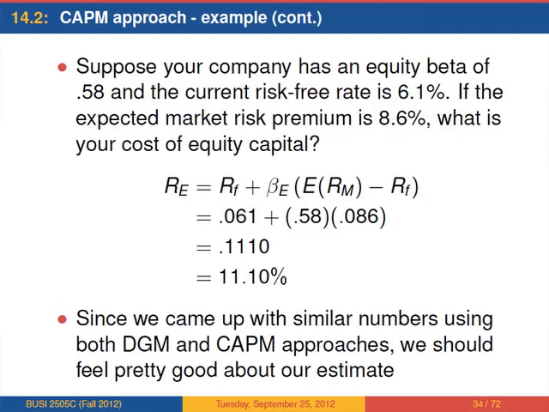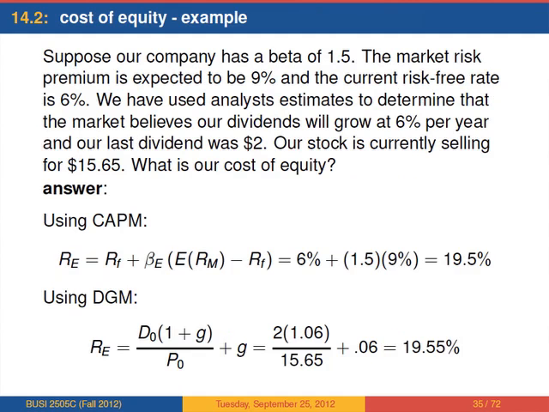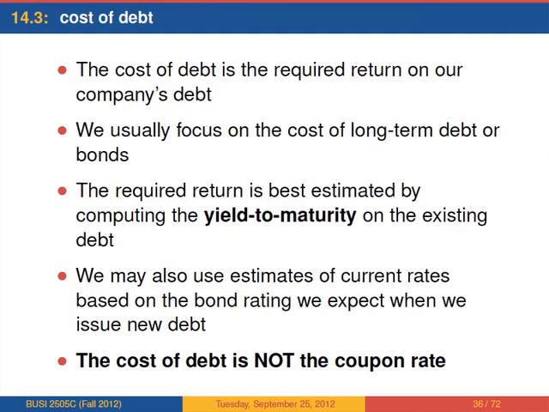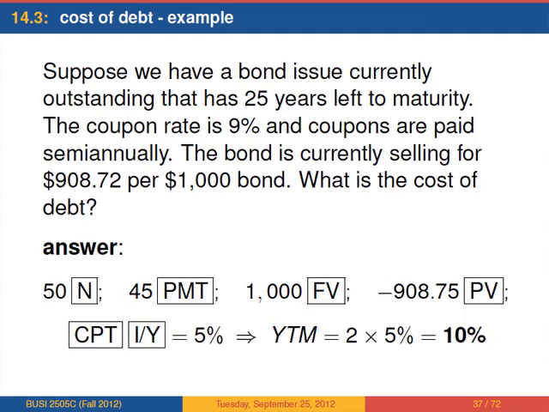So here's an example of applying the CAPM. You've got to have a beta. Finding the cost of debt is based on the yield to maturity. So you can review your chapter 7 if you don't remember what that is. So here's an example of how to do it.